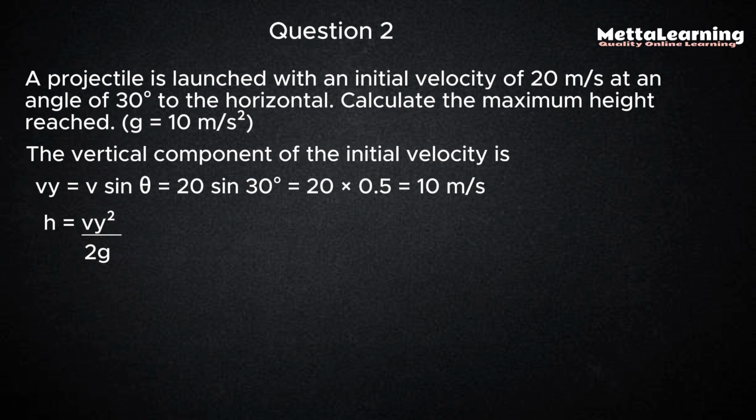Remember, what do we get for our initial velocity in the vertical component? That's 10 meters per second. So we have 10 squared, all divided by 2g, that is 2 times 10. So that will be 100 divided by 20, which is 5 meters. This is the final answer for the maximum height in this question.